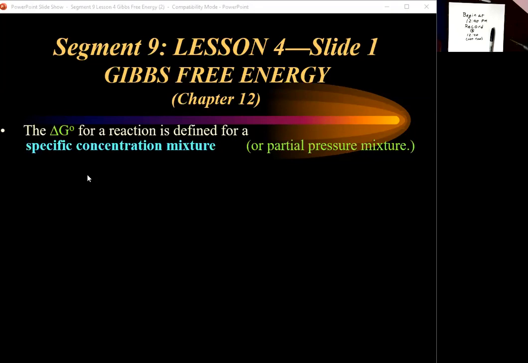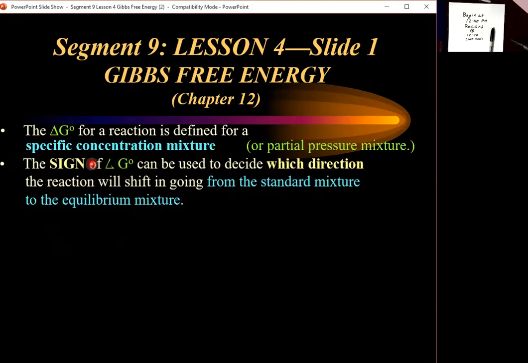By Raoult's law, the mole fraction of any component is its partial pressure divided by the total pressure. So when we specify the standard state Gibbs free energy, we are giving the partial pressures of each component present in the solution, and we're also specifying the concentrations for each substance involved in the reaction.